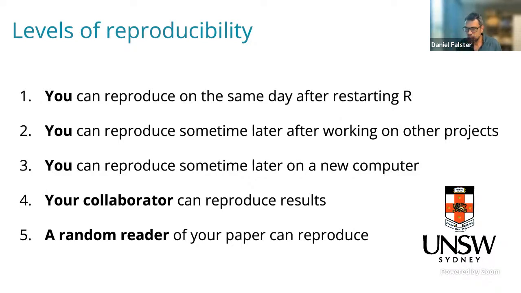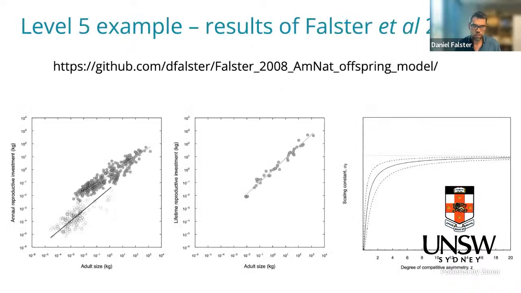In fact, I think most of the benefits in reproducibility are up to about level 4. Once you're there, whether a random reader can reproduce your results or not, it'd be nice if they could. There's a bunch of barriers to doing that, but really, by going through this process, you've already gathered a lot of the benefits of making your research more reproducible.